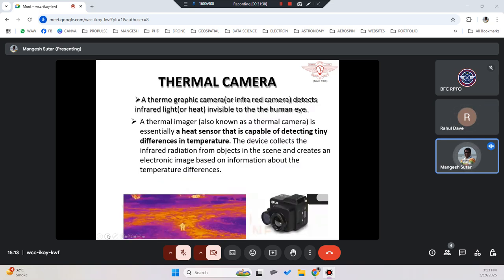Now let's see the thermal camera. A thermal camera is something which detects what is not visible to the human eye. A thermographic camera, or infrared camera, detects infrared light or heat invisible to the human eye. A thermal imager, also known as a thermal camera, is essentially a heat sensor capable of detecting tiny differences in temperature. This device collects the infrared radiation from the objects in the scene and creates an electronic image based on information about the temperature differences.